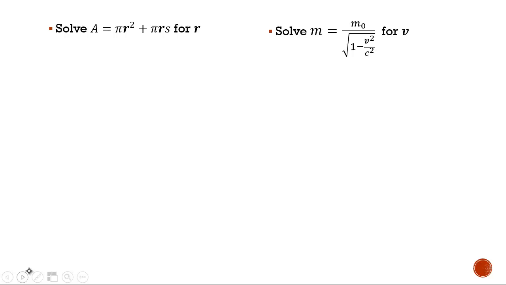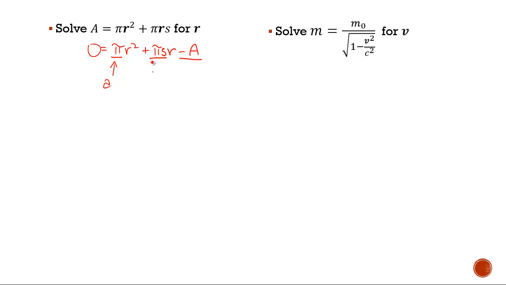And here's another two examples. Here we have to solve for r. So remember, whenever you have your variable in two places, it's usually best to try to factor it out. However, if you factor it out here, it doesn't completely factor out because one of them's squared. So in this case, we might actually need to use the quadratic formula, because you can see that this is in the format of the quadratic formula. So it's like pi r squared plus pi s r minus a equals 0. I've written it this way so we can clearly see the a, b, and c coefficients.